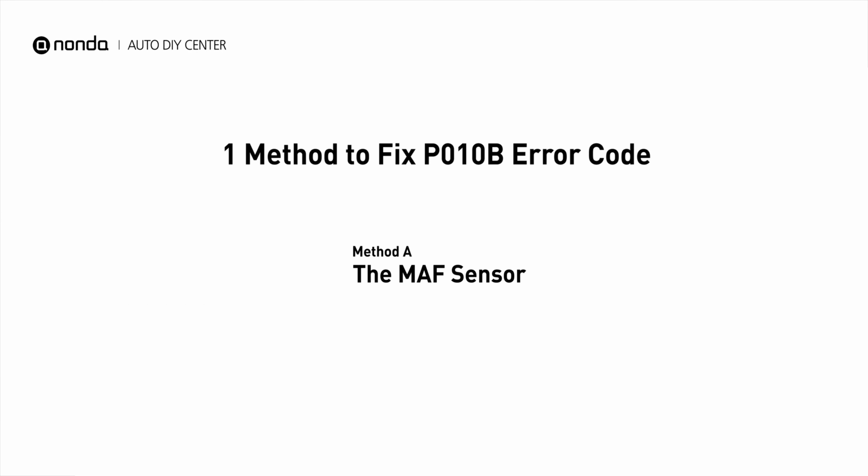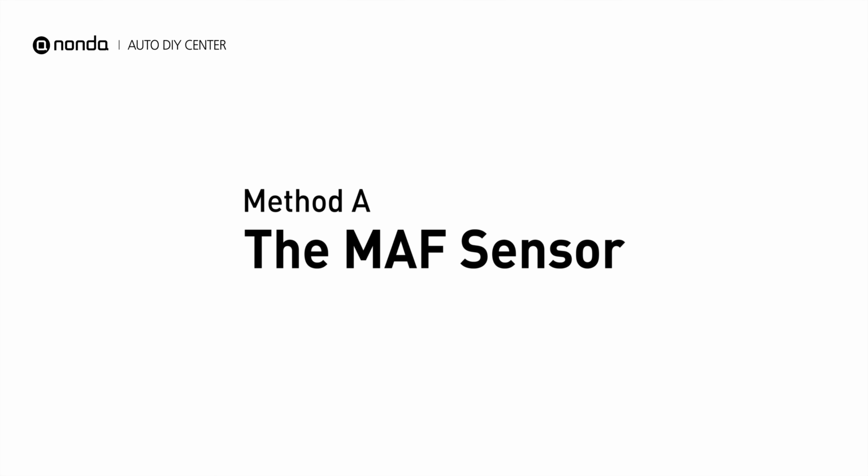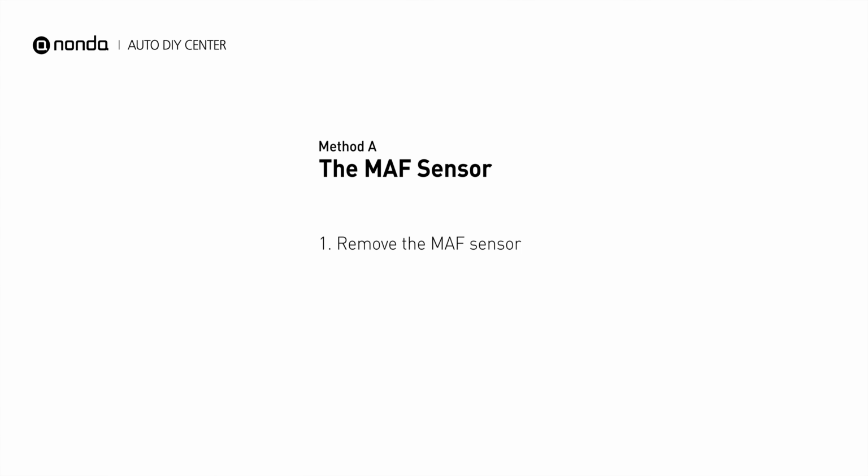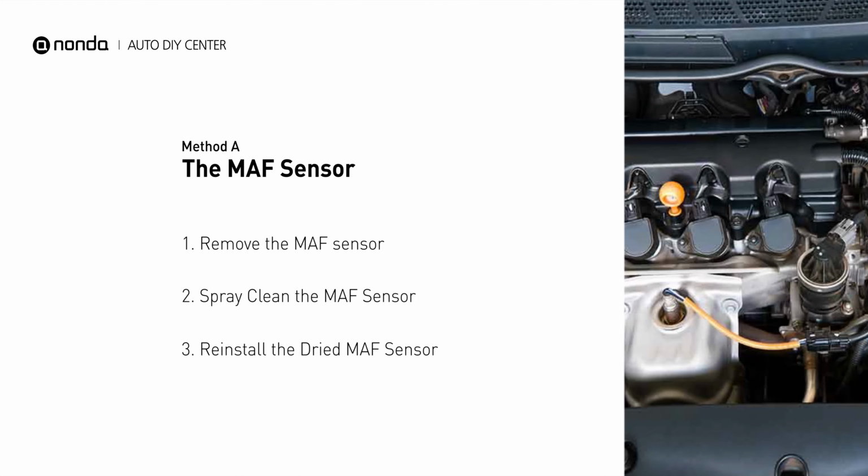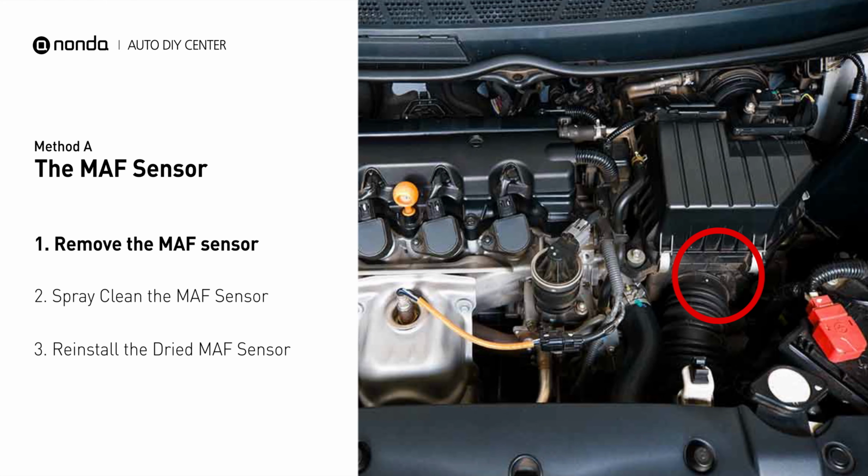Here is one simple DIY method you can try to solve this problem. Method A, MAF Sensor. MAF sensors are located between the air filter and the throttle body. Carefully remove the MAF sensor from your car and do a quick inspection around. The wire inside often gets dirty and needs to be cleaned.